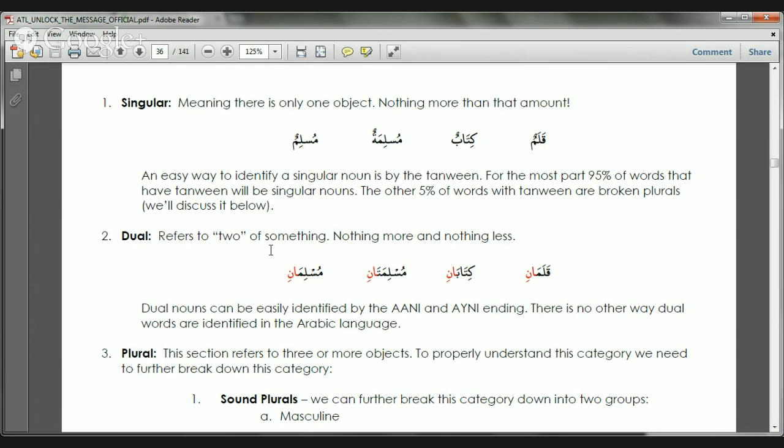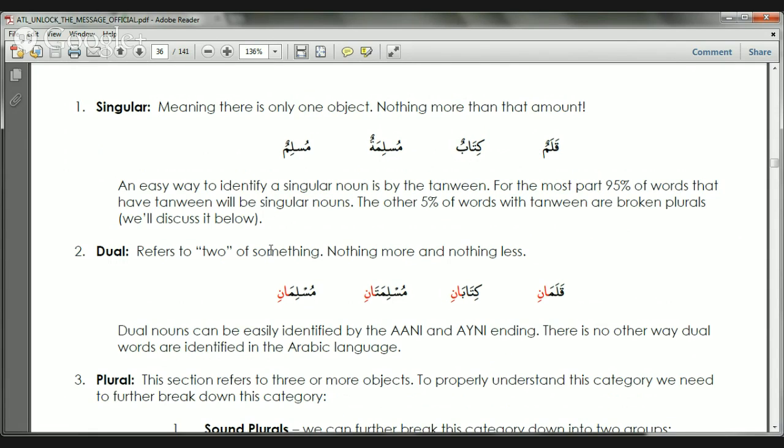Now when it comes to dual words, can you guys see this in the back? Do you want me to make it a little bit bigger? I'll make it a little bit bigger nonetheless. There you go.